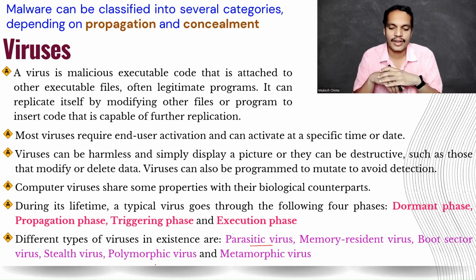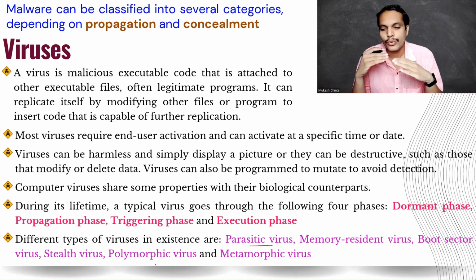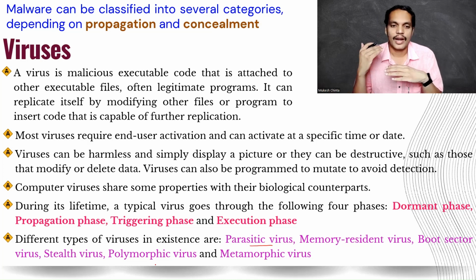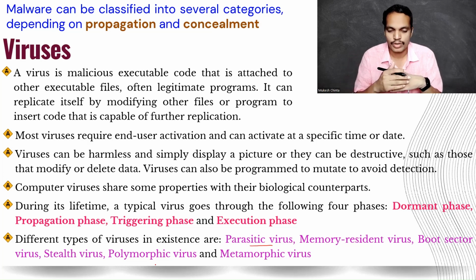The polymorphic virus mutates with every infection, making detection by antivirus through signatures almost impossible. So it changes, or mutates, with every infection it makes. Similarly, a metamorphic virus also changes itself, but the main difference between polymorphic and metamorphic is that the metamorphic virus completely rewrites itself. The polymorphic one changes itself, but the metamorphic one completely rewrites itself, making detection of this kind of virus even more difficult. So these are the different types of viruses.